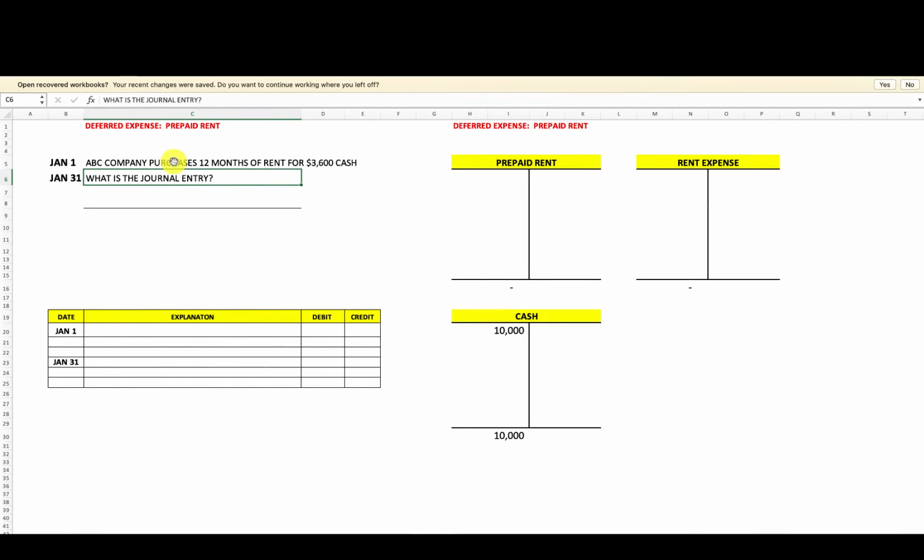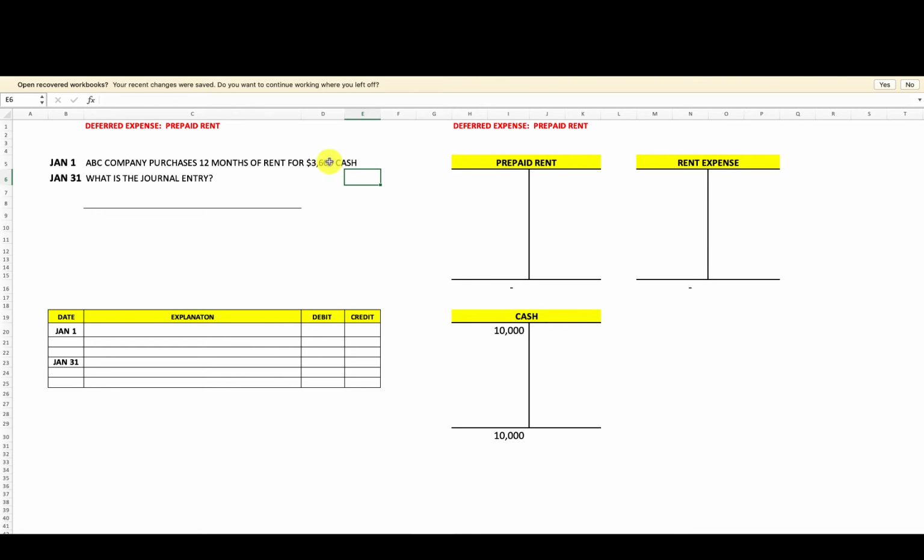So ABC Company purchases 12 months of rent for $3,600 in cash. ABC Company is buying or prepaying rent for 12 months with $3,600 in cash, and it could be anything. They could be renting a piece of equipment, they could be renting a small space, they could be renting some time, whatever it is, doesn't matter. So they purchased 12 months of rent for $3,600 in cash.